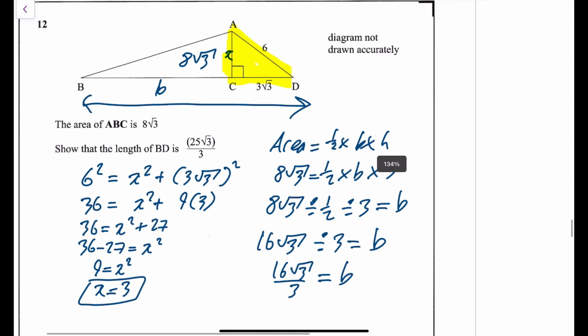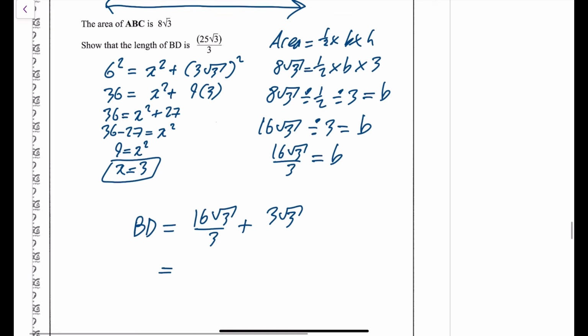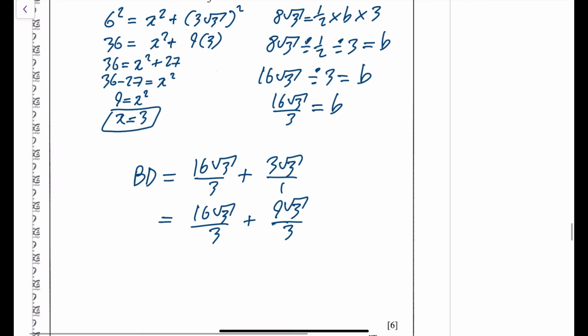Question says find the length of b to d. So b to d will be equal to b to c, which was 16 root 3 over 3, plus 3 root 3. And then what we could do here, a very tricky question indeed, is take a common denominator of 3. So the top line gets multiplied by 3 as well, and then you can see that works out to be 25 root 3 over 3. And that is it, done. Difficult question.